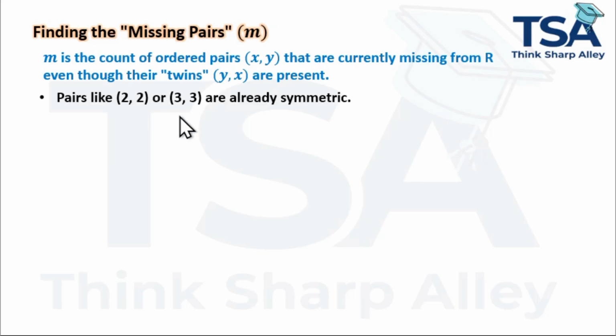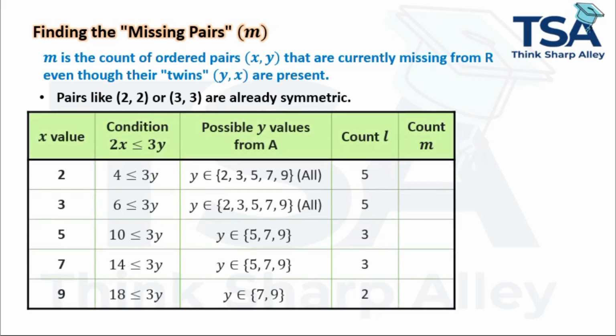And also remember pairs like (2, 2) and (3, 3) are already symmetric. So let's look back at our table and ask which of these pairs don't have their mirror image in the table. So if you look at x equal to 2, we have the elements (2, 2), (2, 3), (2, 5), (2, 7) and (2, 9) in R. So that means there are 5 pairs for x equal to 2. Out of these 5 pairs, how many of the pairs do not have their twins? That is the count of M.